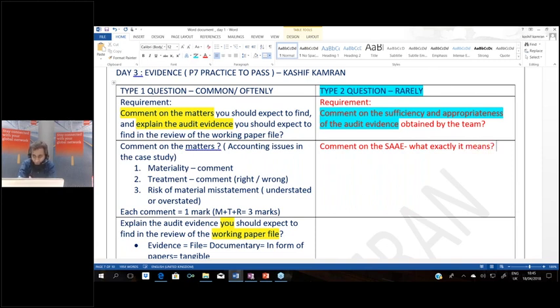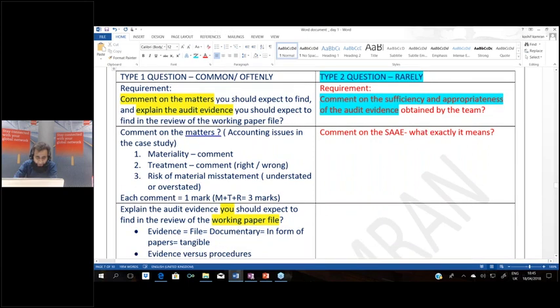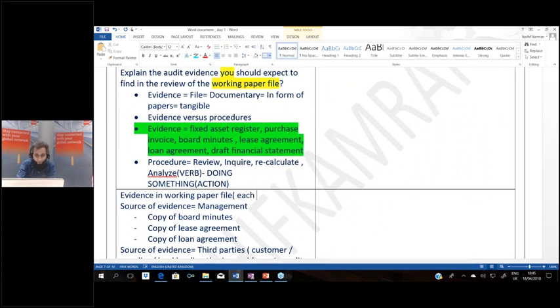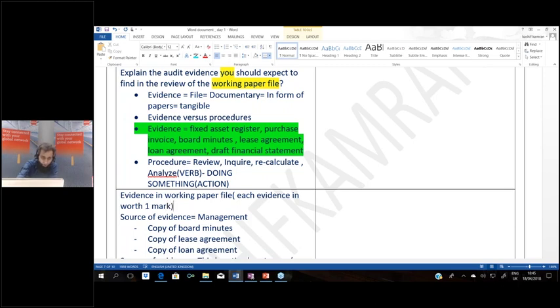Just one thing I forgot. If I come back to type 1, in type 1, every matter was worth 1 mark. Materiality 1 mark, treatment 1 mark, risk 1 mark. Sorry, I forgot to give you the marking scheme of evidence. When you're writing the evidence in the working paper file, each evidence is worth 1 mark. So every matter is worth 1 mark, and every evidence is worth 1 mark, so you know how much evidence to write.